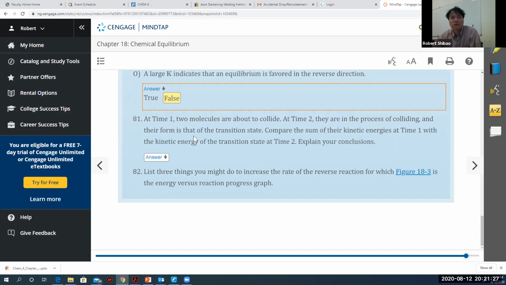At time 1, two molecules are about to collide. At time 2, they're in the process of colliding, and their form is that of a transition state. Compare the sum of their kinetic energies at time 1 with the kinetic energy of the transition state at time 2. You know, the kinetic energy of the transition state, we freeze the transition state. It's at the top. And so it's like the swing. The kinetic energy should be 0 at time 2.